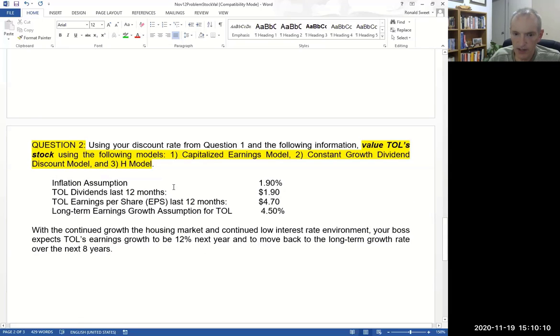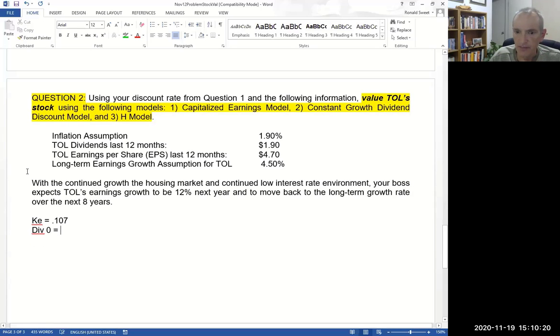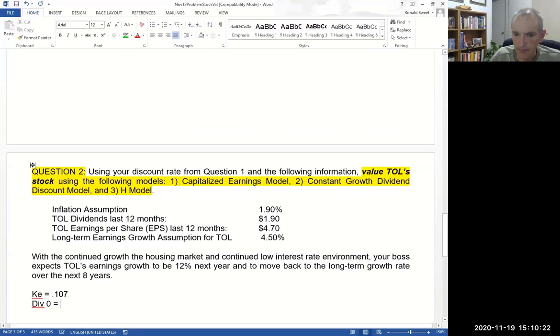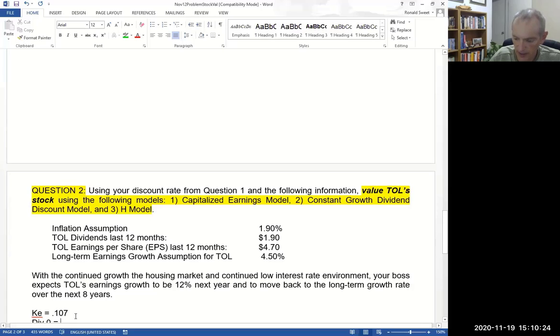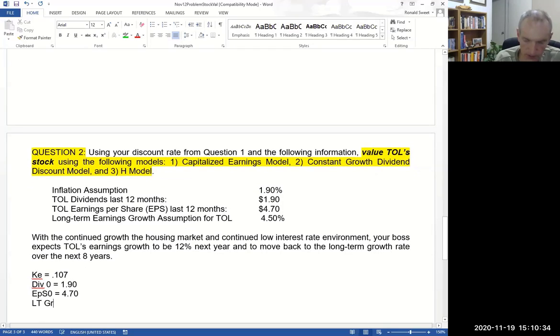Then we get into valuation. So for valuation, we have our KE is 10.7%, our dividend 0, last 12 months, is $1.90. Our EPS 0 is 4.70. That's given up there. Long-term growth for Toll is 4.5%.